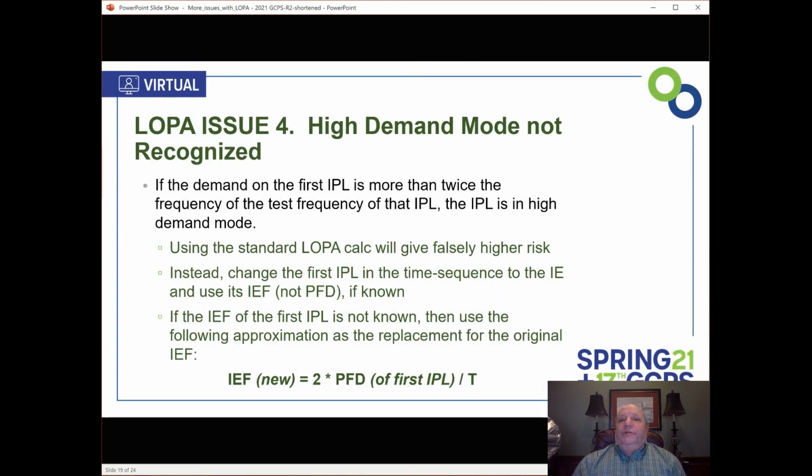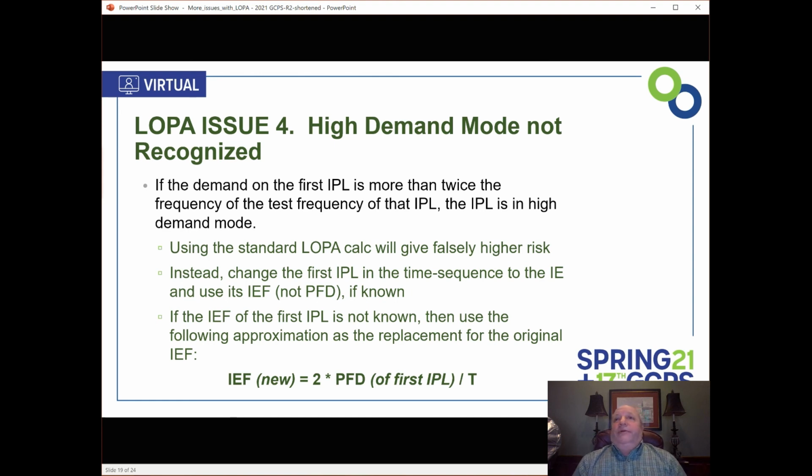One other issue we've seen is failure to account for high demand mode on the first IPL. What this means is if you have a very high frequency event, that the initiating event frequency is more than twice the test frequency of the initiating event, then you should throw that initiating event away as the starting point, and then take the first IPL in the sequence and look at its initiating event frequency, its failure rate per year, and just use that value.